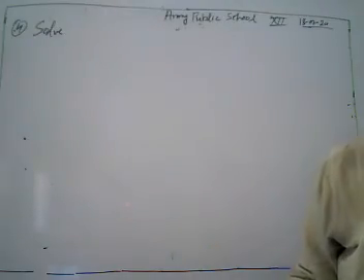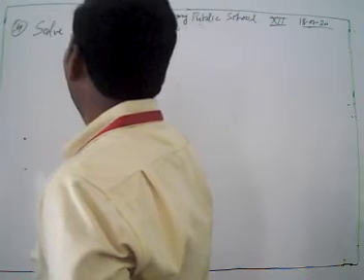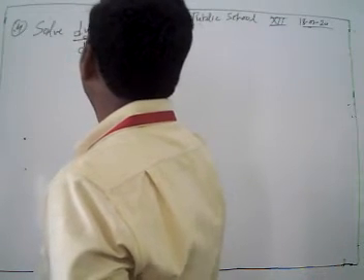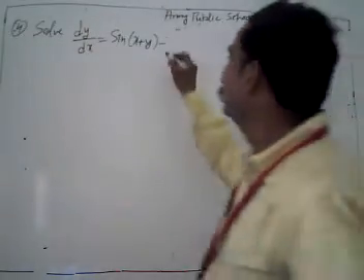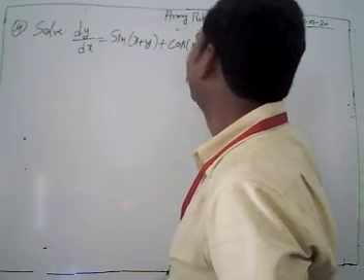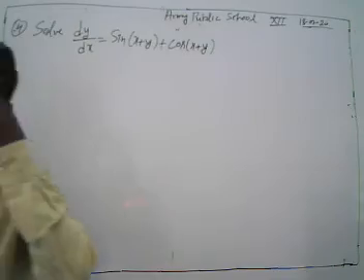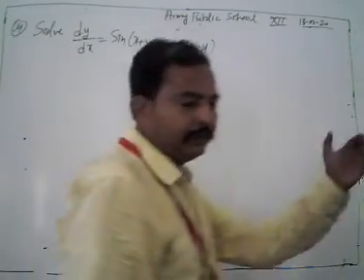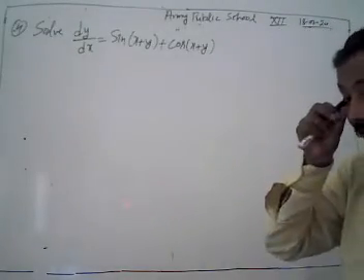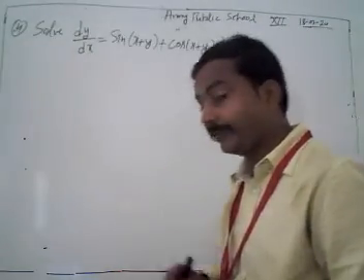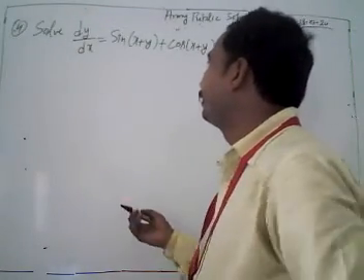What is the problem we have? We have to solve dy/dx equal to sin(x+y) plus cos(x+y). Until now we have discussed problems based on the variable separable method. But when we look at this problem, we cannot separate our variables easily, because the two variables are in sum form. Then what will we do?